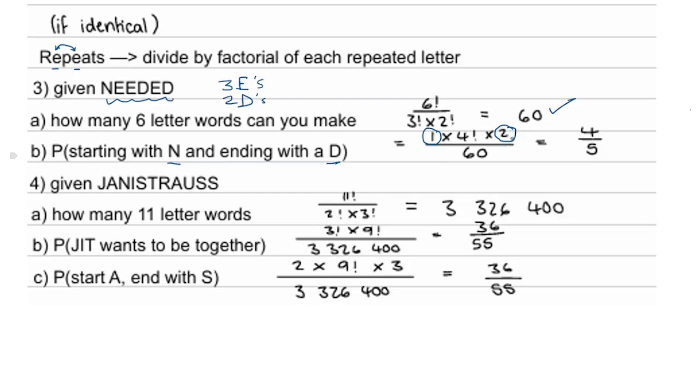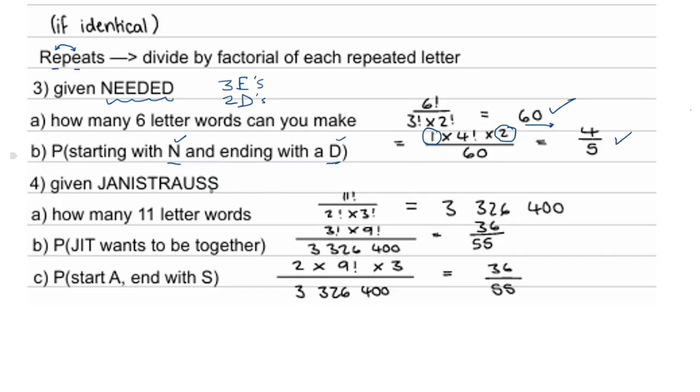So 1 times 2 at the end, and I've used up 2 letters. I've used up an N and I've used up a D, so there's 4 letters left that can go anywhere, and so it will be 4 factorial in the middle. And what does that go over? It goes over the total, which I worked out in the first question.